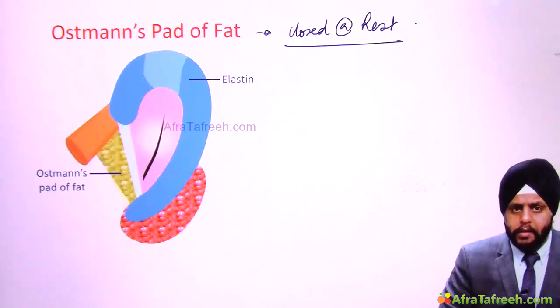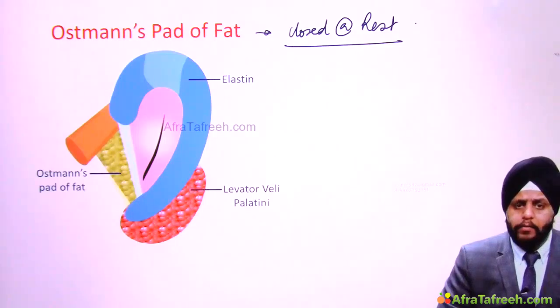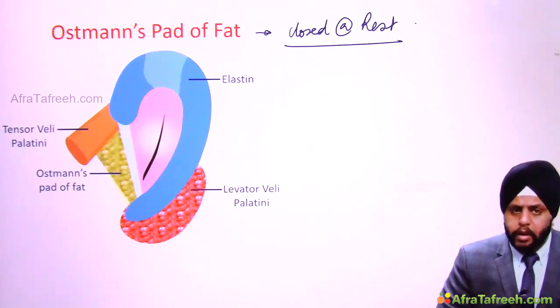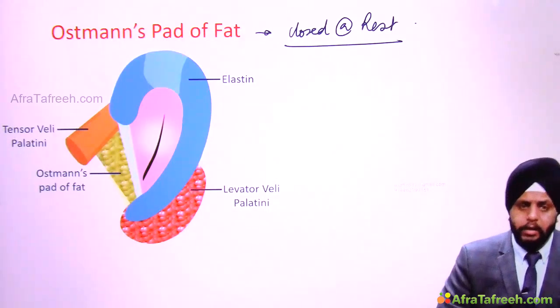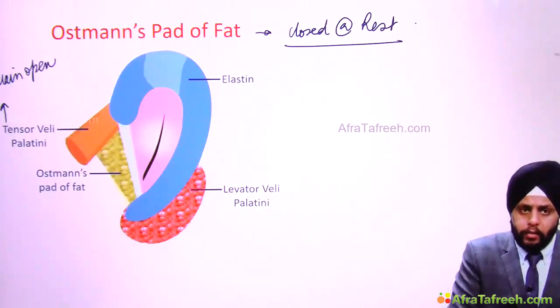So you can see over here the cartilage, the elastin cartilage, and you can see the muscles attached. We have levator veli palatini and we have tensor veli palatini. Now, these two muscles are over there attached to the Eustachian tube. The tensor veli palatini, this is the main opener or main dilator of the Eustachian tube.